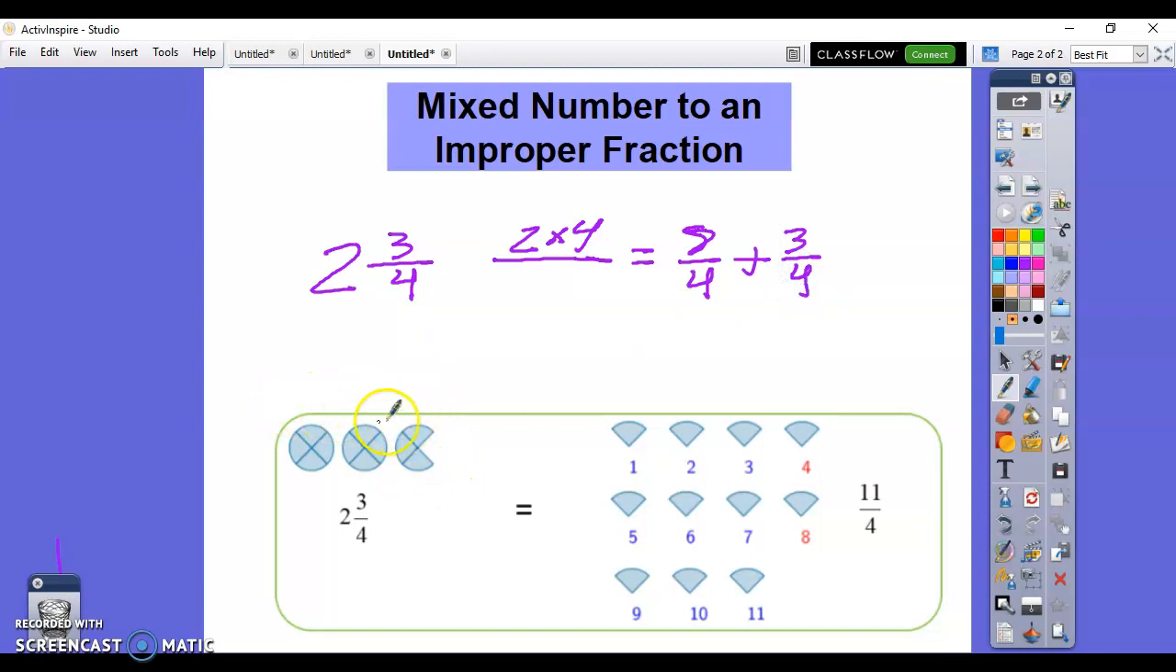So that's these 3/4 here, and that gives me 11/4. So you can see right here is 1 whole, or 4/4, the second whole, or 8/4 like we had here, and then here's the other 3/4. So that's how we get 11/4.